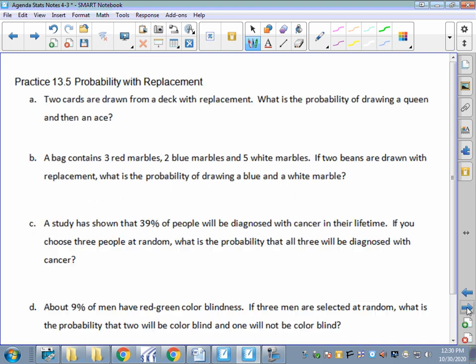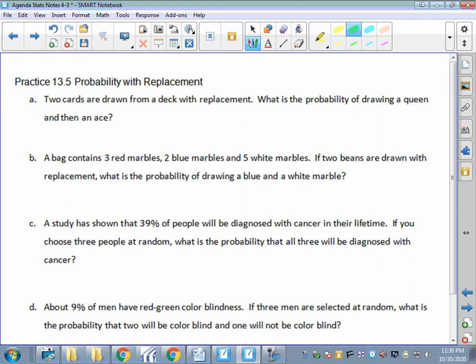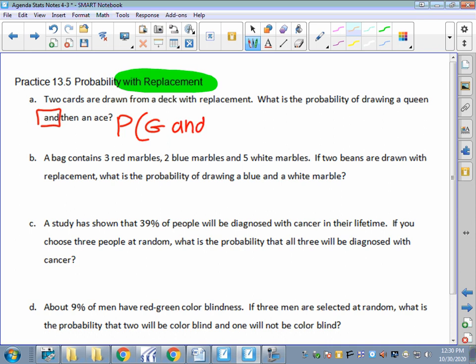So again, I know it might not seem important to you now, but 2 cards are drawn from a deck with replacement. So we have to go back to that section 4.1 deck of cards if you need to. I'm going to draw 2 cards. So I'm going to draw one, put it back, and then draw a second one. What's the probability of drawing a queen and then an ace? Notice it has the word and in it.